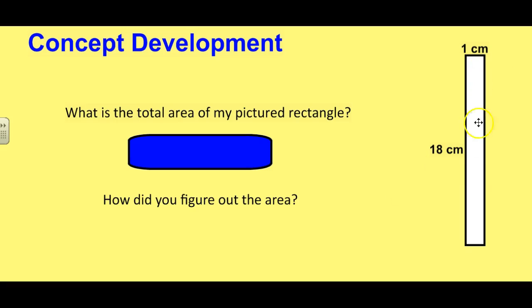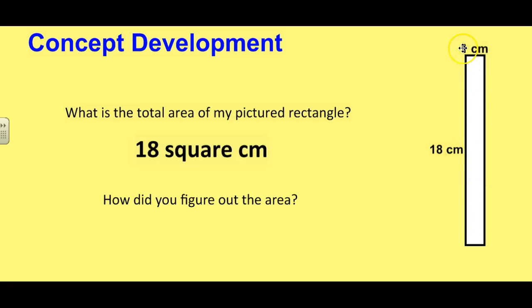Okay, so this right here is an area model because we don't see any squares drawn in it. All we see is the side lengths. So all we would have to do to find the area of this rectangle is multiply 18 and 1, and that would give us the area of 8 square centimeters. We figured that out by multiplying 18 and 1 together.